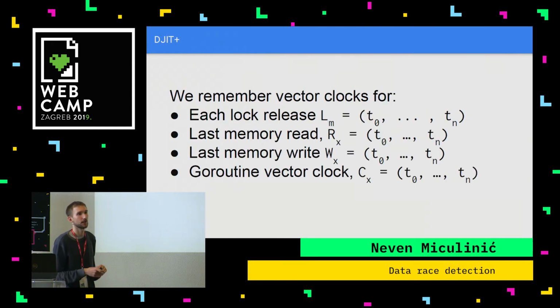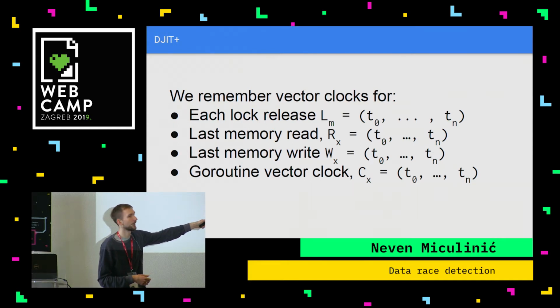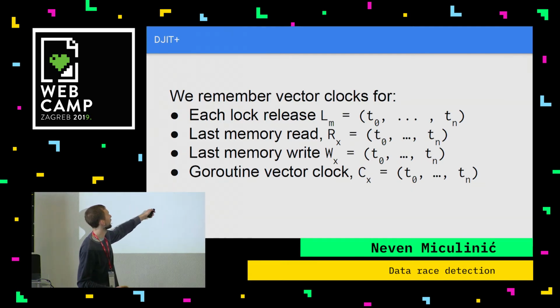Now we'll come to the first algorithm which I'm going to present, which is called DJIT+. This one is a core algorithm which tracks this problem. Other ones are just improvements over the existing one. We remember the full vector clocks for the following things. For each lock, we remember the last time each Go routine released it. We remember the last time memory location X was read, the last time it was written, and we remember the full vector clock per each Go routine.